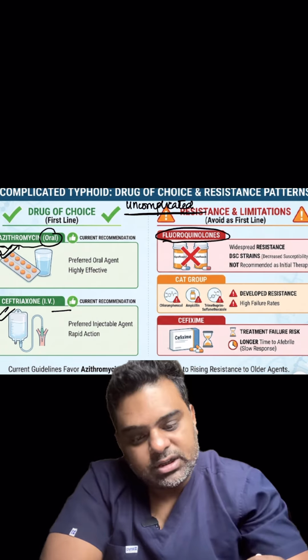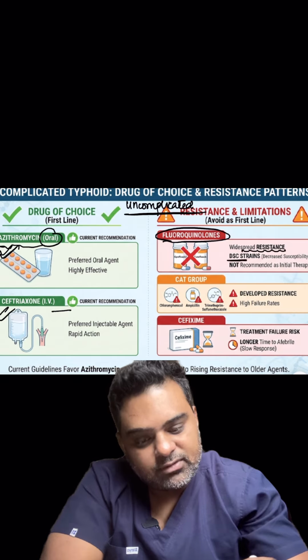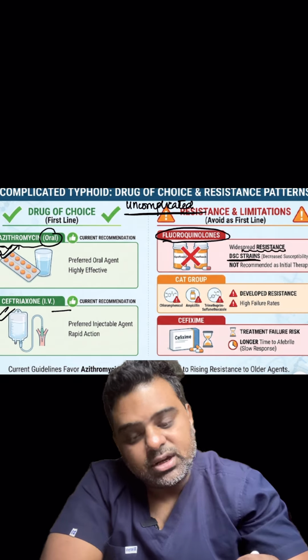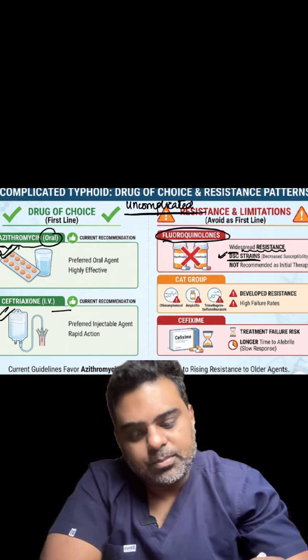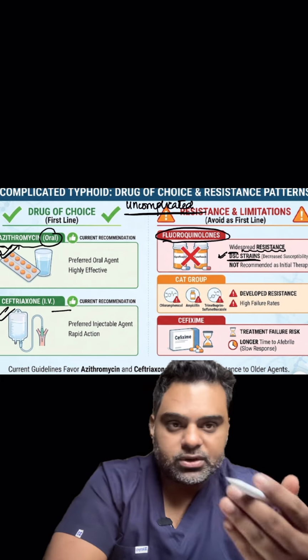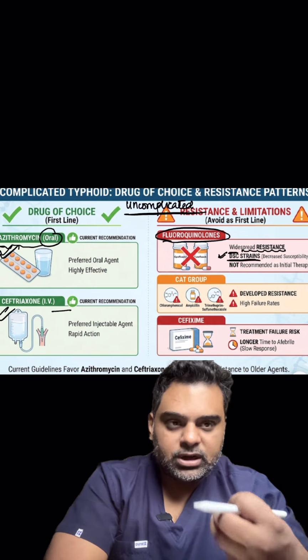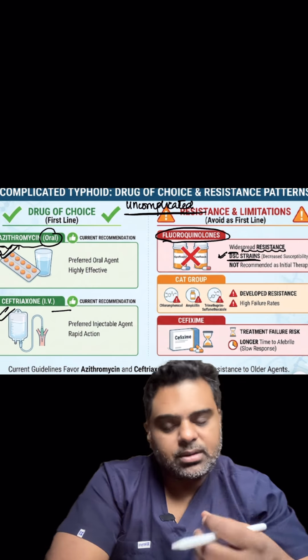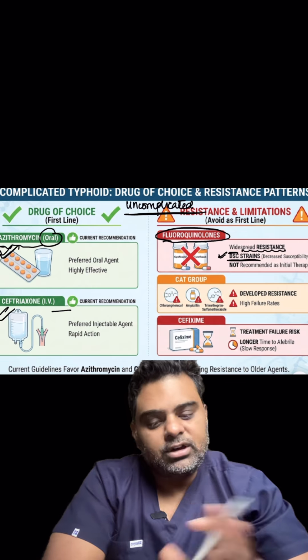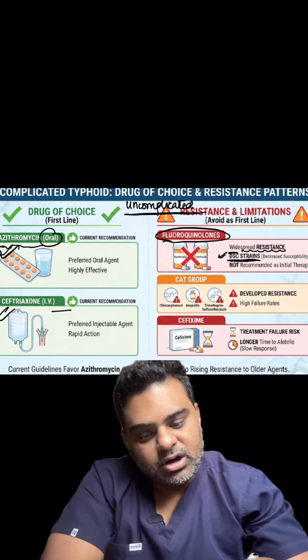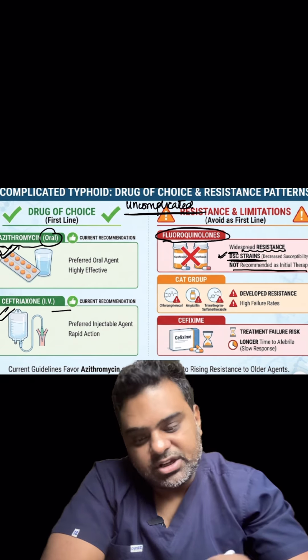Why? Because there is widespread resistance and there is a development of DCS strain. DCS means decreased sensitivity to ciprofloxacin, so when you do the culture they will appear sensitive to the drug, but actually they will not respond to the drug. So these strains are called DCS strains, and fluoroquinolones are not recommended as initial therapy.